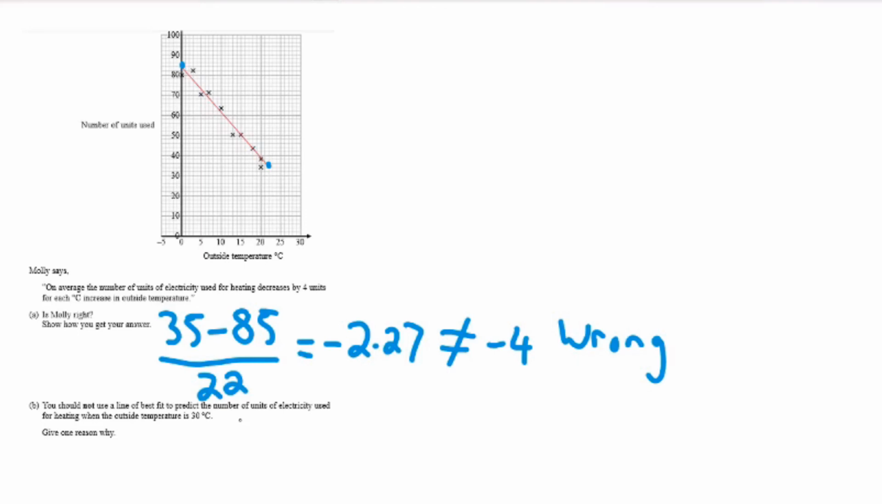So basically, why should you not use it? Because you would be extrapolating. And we do not wish to extrapolate because that would make it an unreliable result.